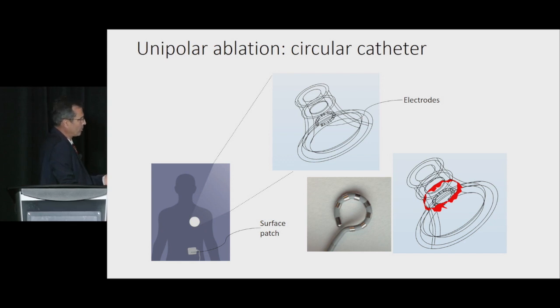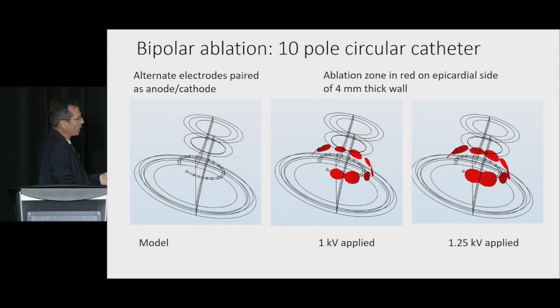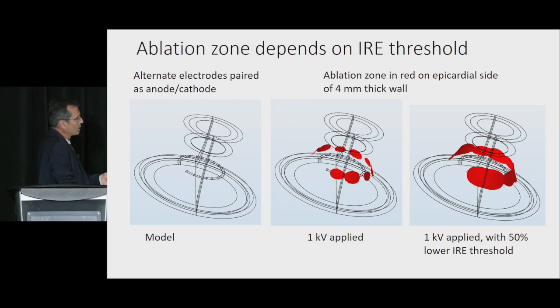These are simulations we've been running with a different type of catheter. See, the lesion looks smaller, and this is with a 10-pole catheter, where with 1 kV we've got some gaps between the electrodes, and by increasing the power, it's a little better, but still a gap between 1 and 10 would persist. Even if we were to decrease the threshold by 50%.